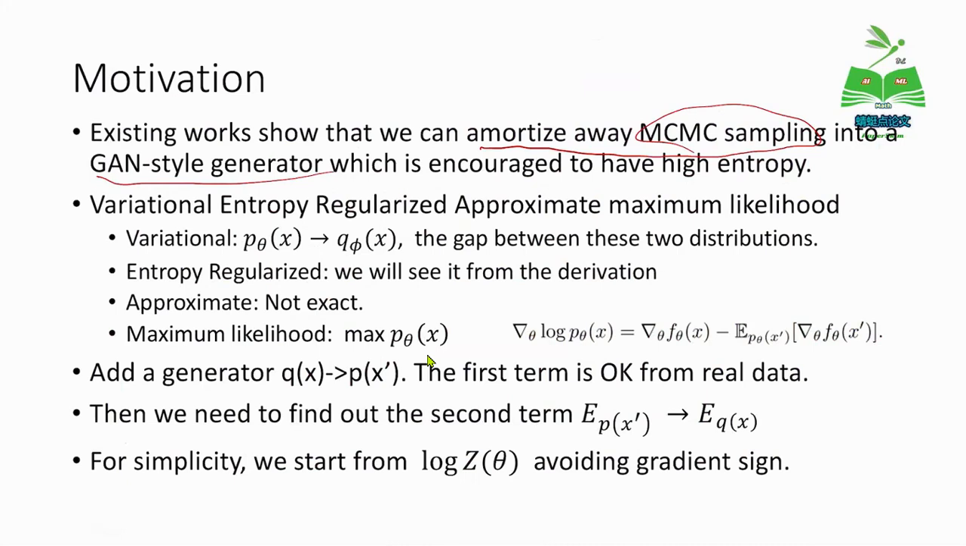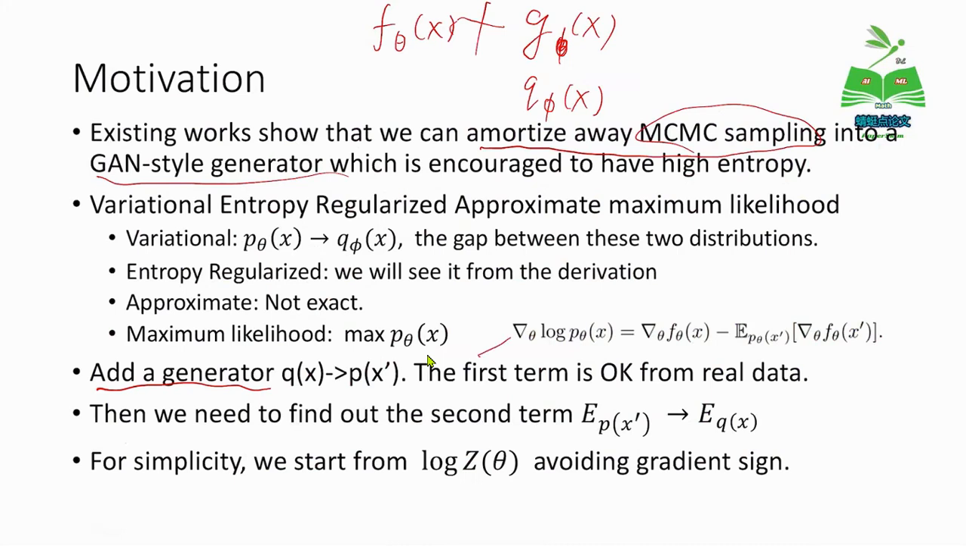So they call their method variational entropy regularized approximate maximum likelihood, which adds a generator, because previously they only had f theta of x as the energy-based model. Now they add one more, G phi, or they call it Q phi, as the distribution, as a generator. So they have two models.